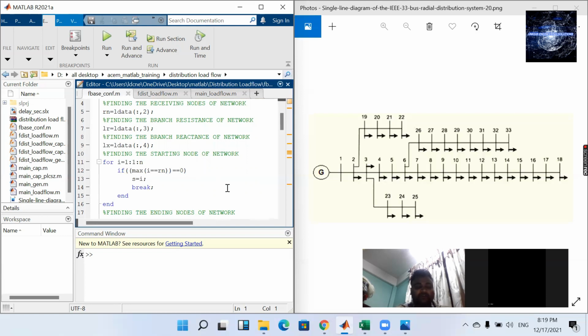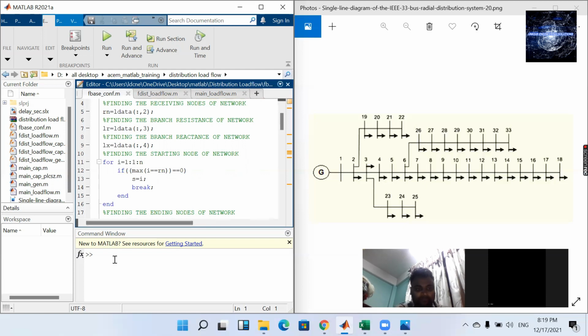That is, we have to run the loop from 1 to the number of buses, and here we have to understand this code. It is given that if i equals Rn, that means Rn consists of how many members? That is 32 members. So if i equals 32, then the value will be 1.